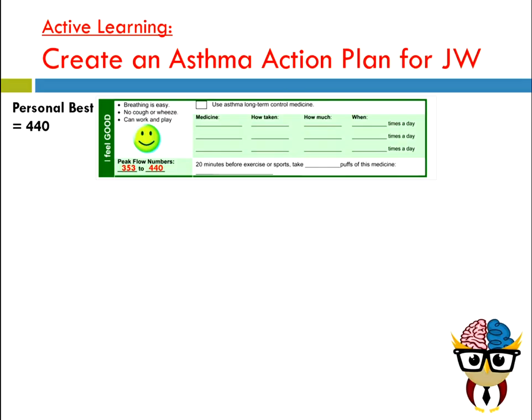Green. Okay, that is a very likely question. The personal best is 440. At home, they blow into their peak flow meter and they're at 400. What zone are they in? Green. Okay. So at this point, they're going to continue to use their asthma long-term control medicine. Notice that this is written in patient-friendly language because this is for the patient. This is not for our documentation. This is not for our SOAP. So we might not have terms like controller therapy.